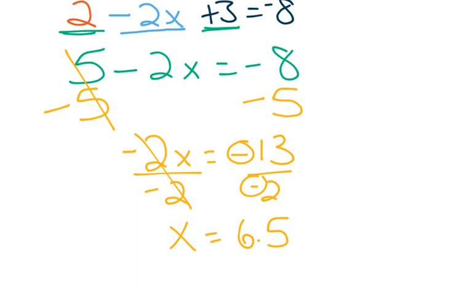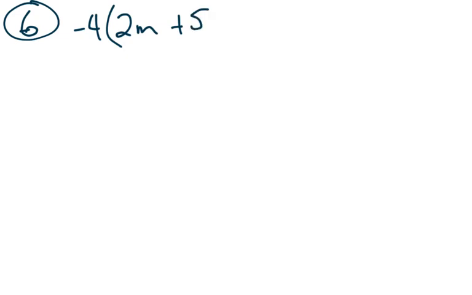All right, let's try one more like that. This is problem number 6. Negative 4 times the quantity 2m plus 5, minus 3m, is equal to 35. Okay, so negative 4 times 2m plus 5 minus 3m is equal to 35. First thing I'm going to do is distribute.